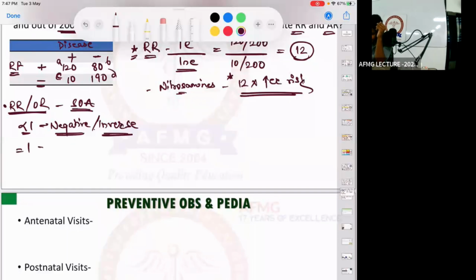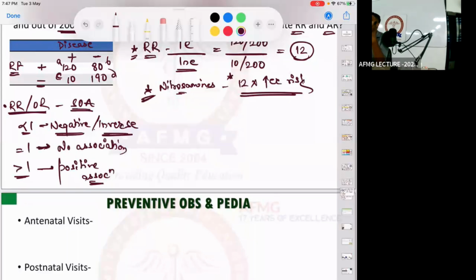If relative risk is equal to 1, then no association. That means it is not associated with the disease. And if the relative risk or odds ratio is more than 1, it means positive association. That means the risk factor is associated with the disease. And here the risk factor of nitrosamine is 12 times higher, it is associated with the disease, and it will lead to 12 times higher risk of gastric cancer than the non-exposed population.